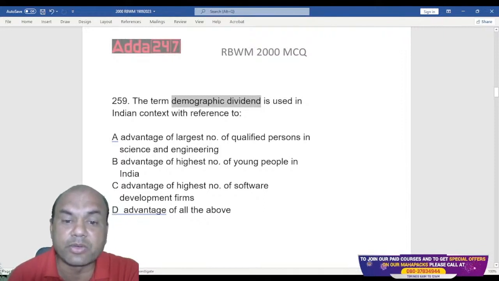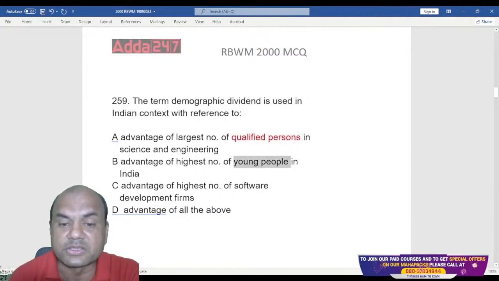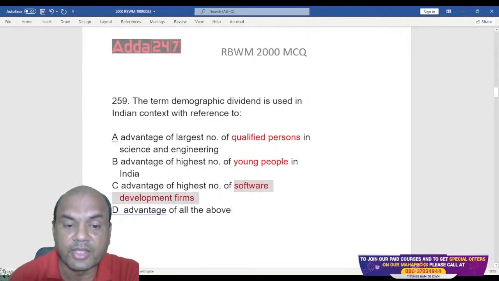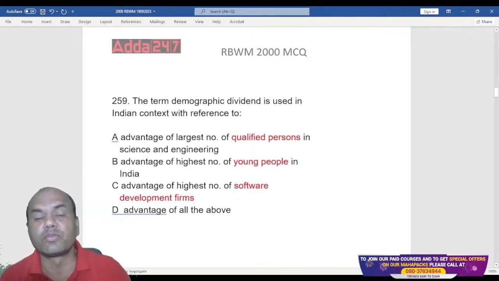Advantage of largest number of qualified persons. Qualified. Do we have too many qualified persons? Advantage of highest number of young persons. Do we have young persons? Advantage of highest number of software development firms. Do we have that? Advantage of all of the above. All of the above. What do you think is the answer?